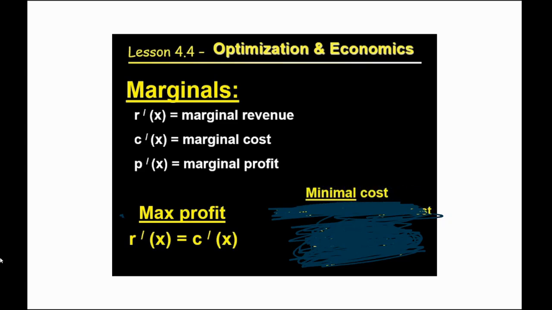There's one more optimization that we like to have: minimum cost. If I'm selling lemonade, I don't want to buy a whole bunch of extra cups that I don't use.